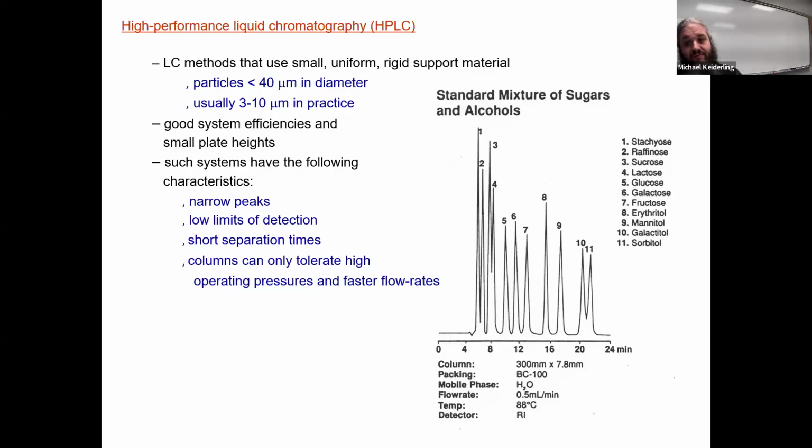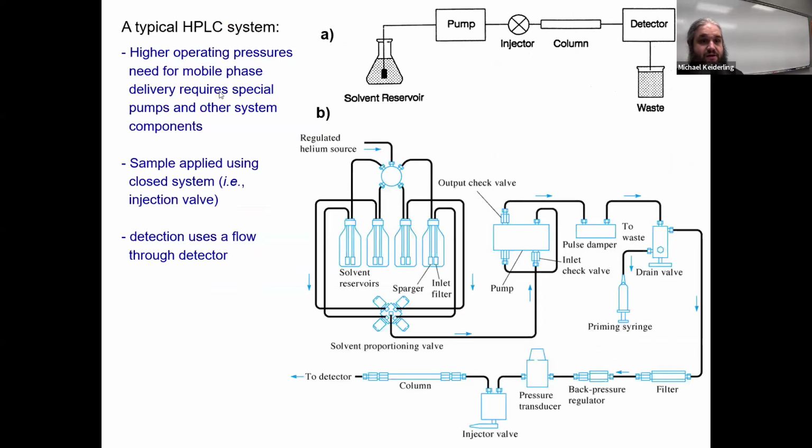The faster flow rates are good. The higher operating pressure is something you have to worry about just to work with. So a typical high performance liquid chromatography system is also a high pressure one. The higher operating pressures needed for mobile phase delivery require special pumps and other system components.